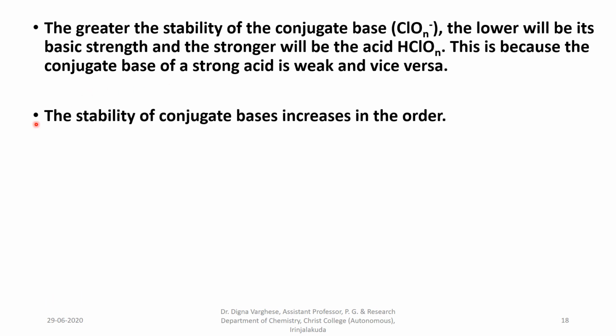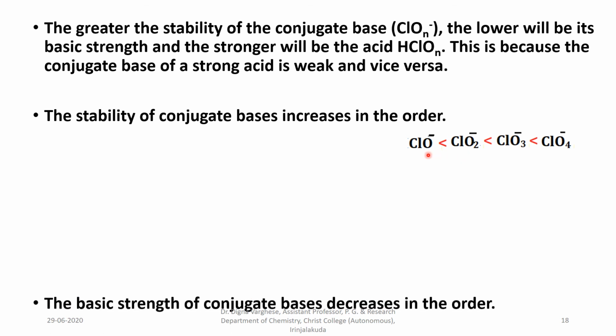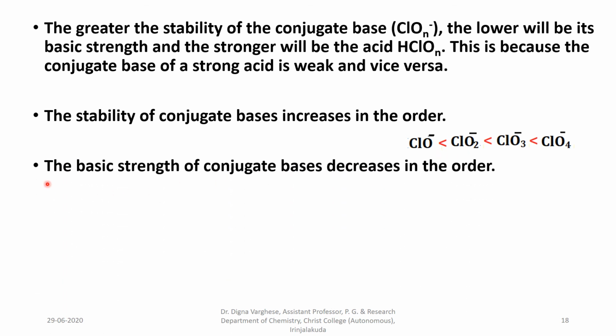The stability of the conjugate bases is in the same order as that of the acids, that is, ClO4 minus greater than ClO3 minus greater than ClO2 minus greater than ClO minus. The basic strength of the conjugate bases decreases in the order of the reverse, that is, ClO minus greater than ClO2 minus greater than ClO3 minus greater than ClO4 minus.